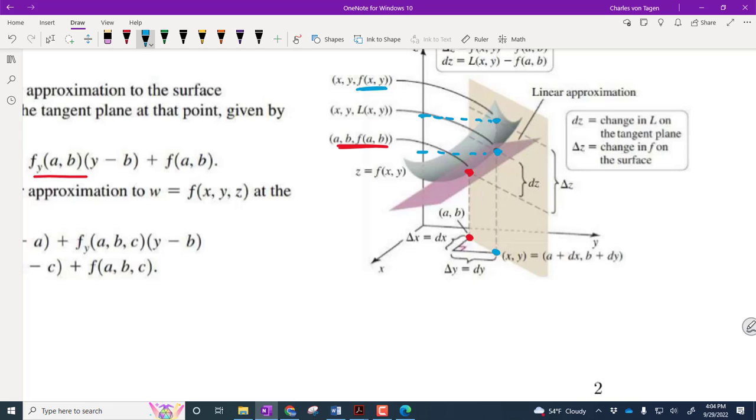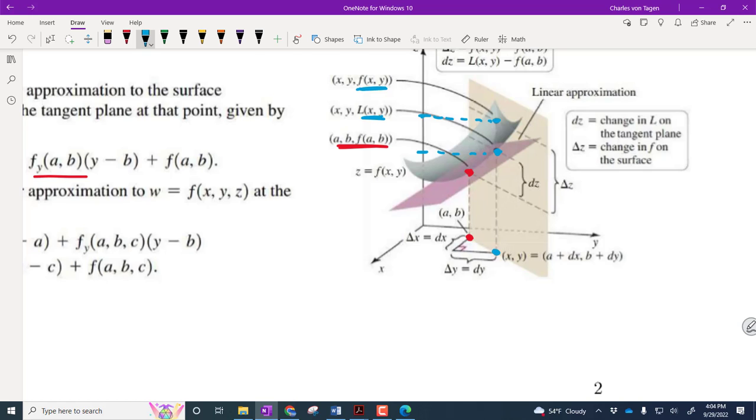So if we want to know what that z-coordinate is, the coordinate of this ordered triplet, of this point right here, we know the x and the y. We want to know what its z-coordinate is. Rather than coming up with that z-coordinate, we come up with this z-coordinate right here, which is the z-coordinate corresponding to the point on the tangent plane. And we call that a good enough approximation.